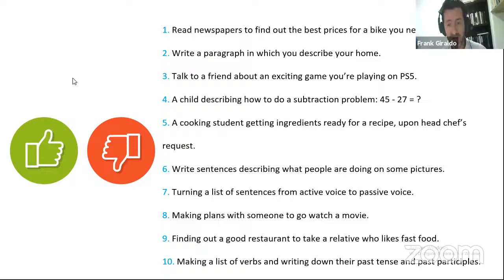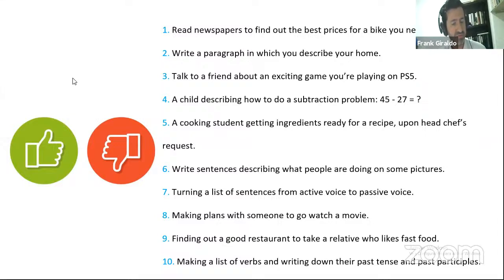Number six, write sentences describing what people are doing in some pictures. What about number six? Some say yes, some say no. We need more context to make it a task. In some cases, maybe if you're showing pictures to somebody and you're talking about the pictures, oh yeah, here's my dad lifting me up when we were at the beach. In that case, you're describing what you're doing in the picture, but you don't write sentences to describe what people are doing in some pictures in real life.